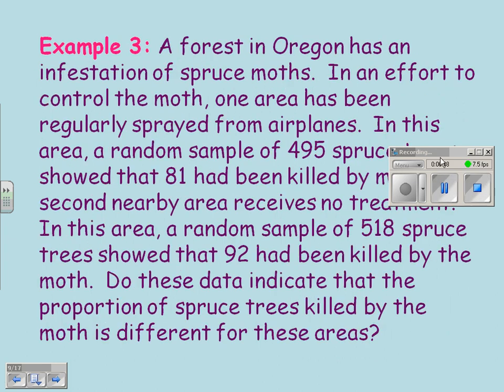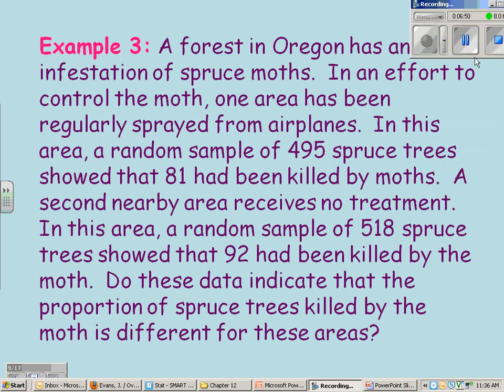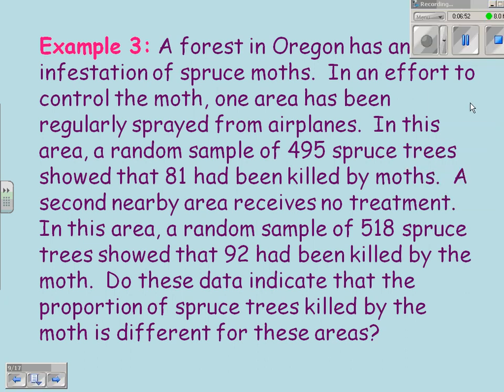Okay, example 3. A forest in Oregon has an infestation of spruce moths. In an effort to control the moth, one area has been regularly sprayed from airplanes. In this area, a random sample of 495 spruce trees show that 81 had been killed by the moths. A second nearby area received no treatment, and in this area, a random sample of 518 spruce trees showed that 82 had been killed by the moth. Do these data indicate that the proportion of spruce trees killed by the moth is different for these areas?